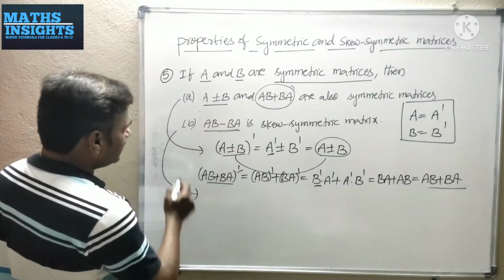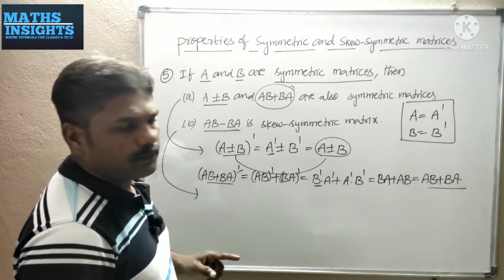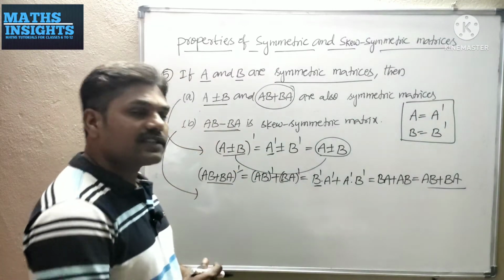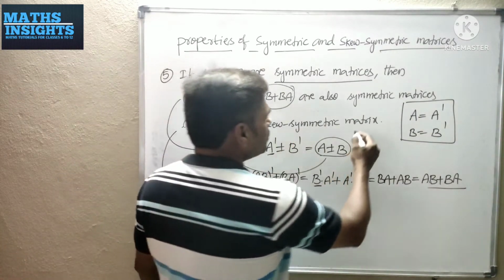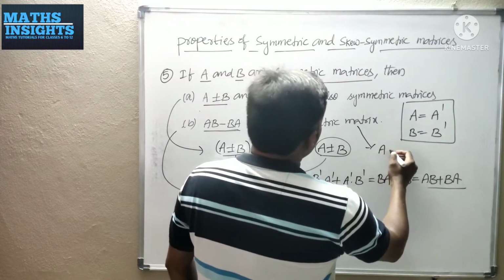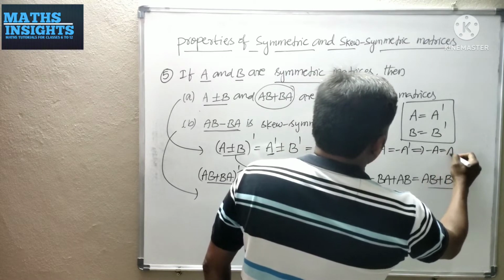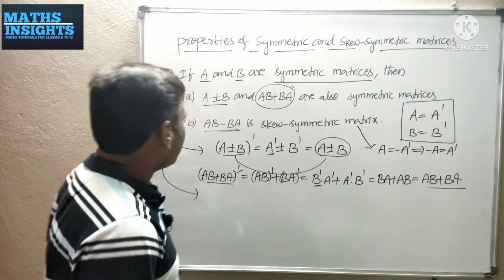The third one, the second sub property in this, is AB minus BA. AB plus BA is symmetric, but AB minus BA will become skew symmetric. What is the condition for a skew symmetric matrix? If A is equal to minus A' or minus A is equal to A', then that A is said to be a skew symmetric matrix.